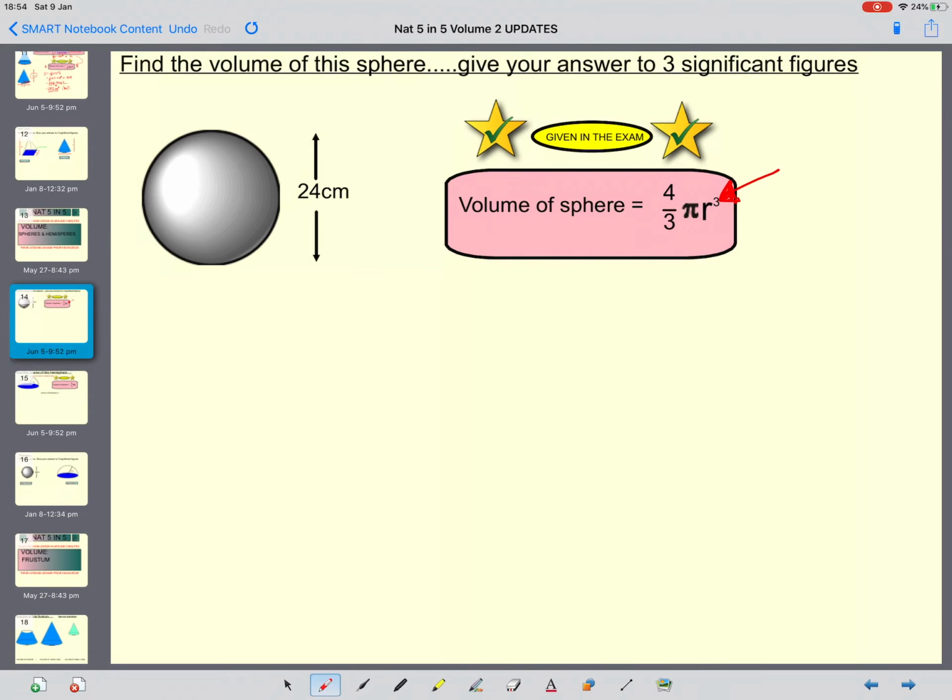So find the volume of the sphere and your answer is to be given to 3 significant figures. Again, do not lose that rounding or accuracy mark by not doing that at the end. So we've got volume equals 4/3 pi r cubed. Now I know 4/3, I know pi is pi. You can use your pi button or 3.14. I would always tend to use the button on my calculator to make it more accurate.